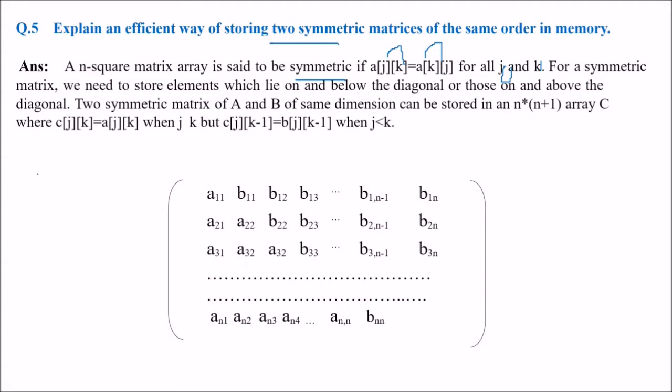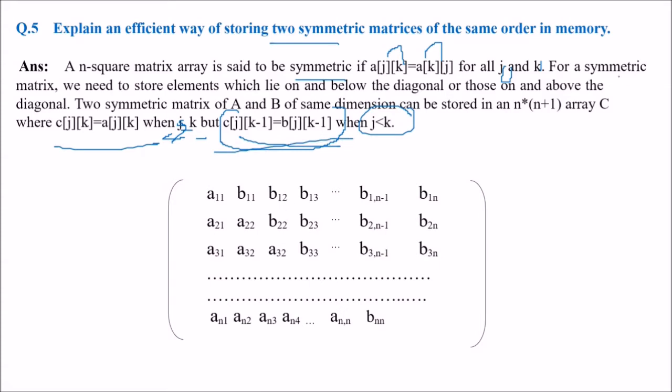Say C, where you see that Cjk is equal to Ajk, where this j and k, we see that this assignment is nothing but Cjk equals Ajk. And we are talking about Cj,k-1 equal to Bjk, where j is less than k. When j is greater than or equal to k, this should hold, and when j is less than k, this should hold.